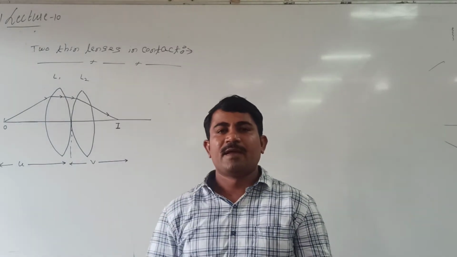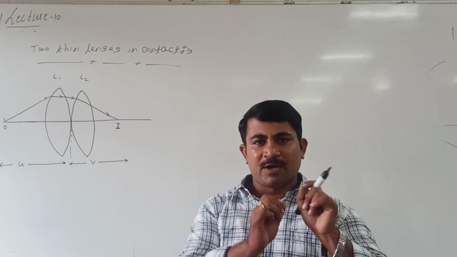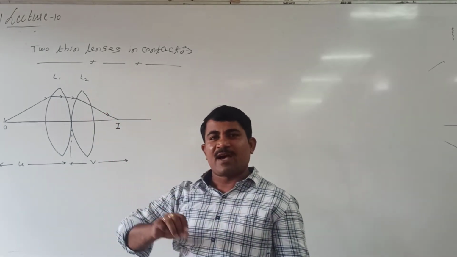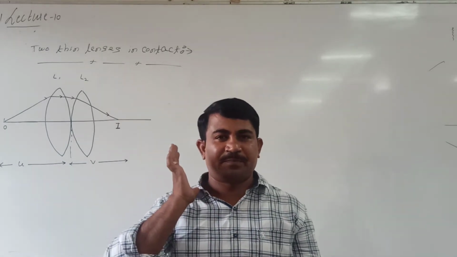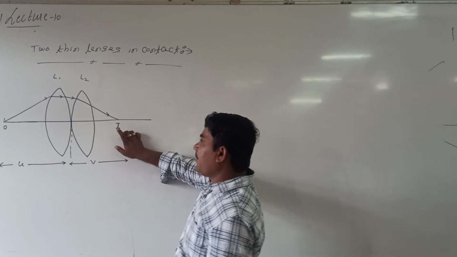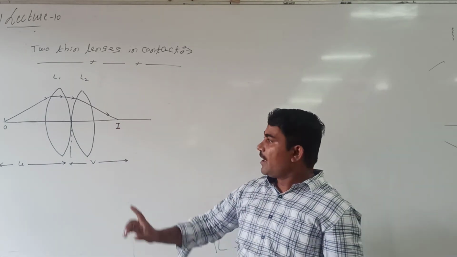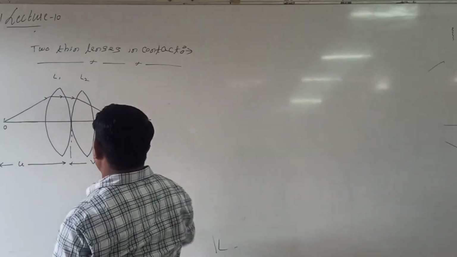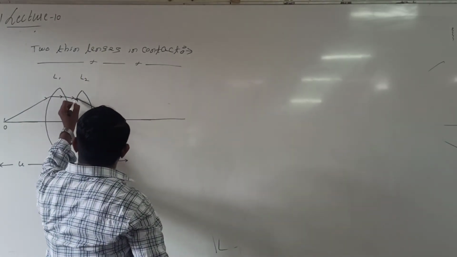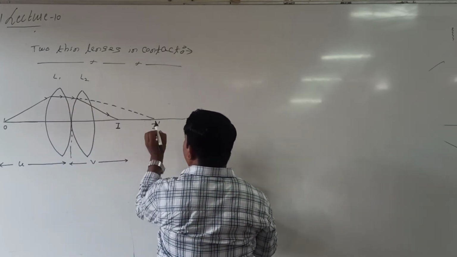Right. But the formation of the image can be considered in two ways. One way is in the absence of lens L2 and in the presence of lens L2. If the lens L2 is present, the image appears at point I, but if the lens L2 is absent, the image can appear at some other point. Say the image appears at point I dash.